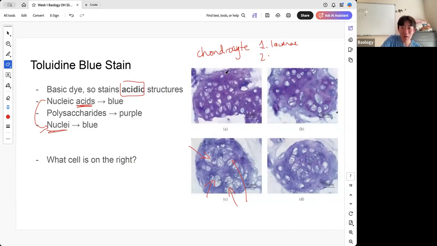And the second thing is that cartilage is made up of a molecule called chondroitin sulfate, which has a negative charge. So because toluidine blue is positively charged, and chondroitin sulfate is negatively charged, they attract each other.